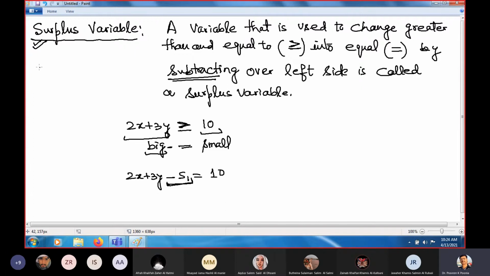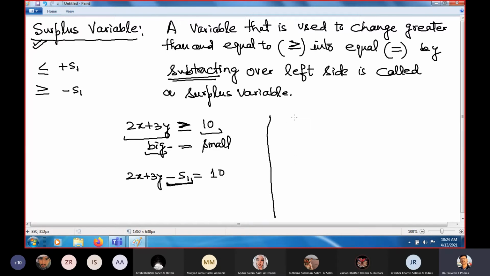So if a less than sign is there, it is plus s1. This is called a slack variable. If a greater than sign is there, it is minus s1. This is called a surplus variable. These two things you need to remember.